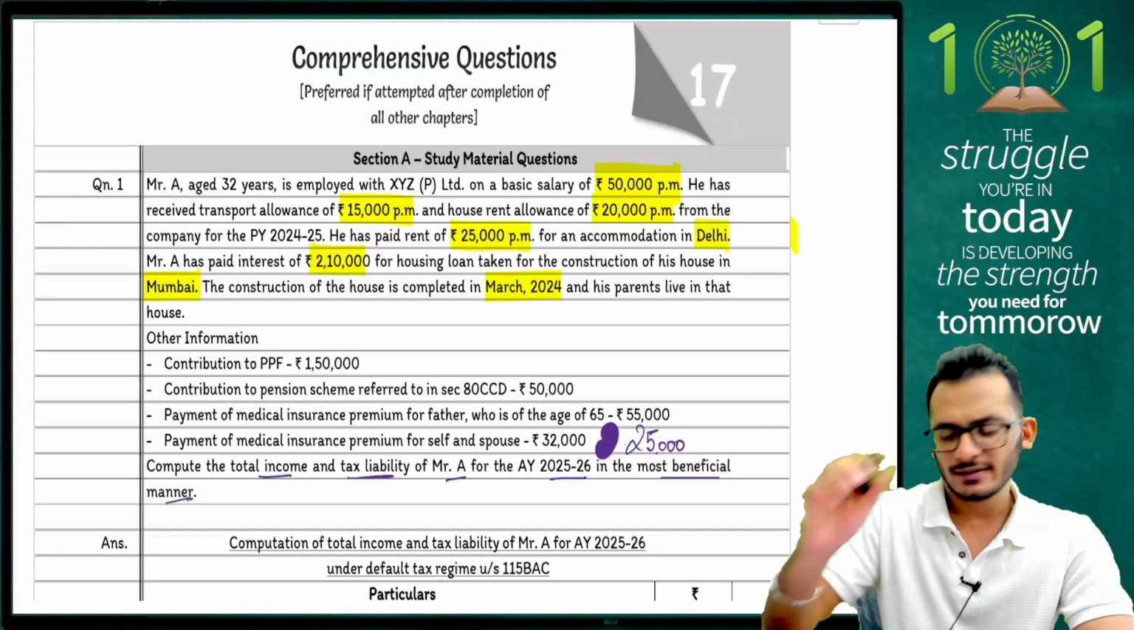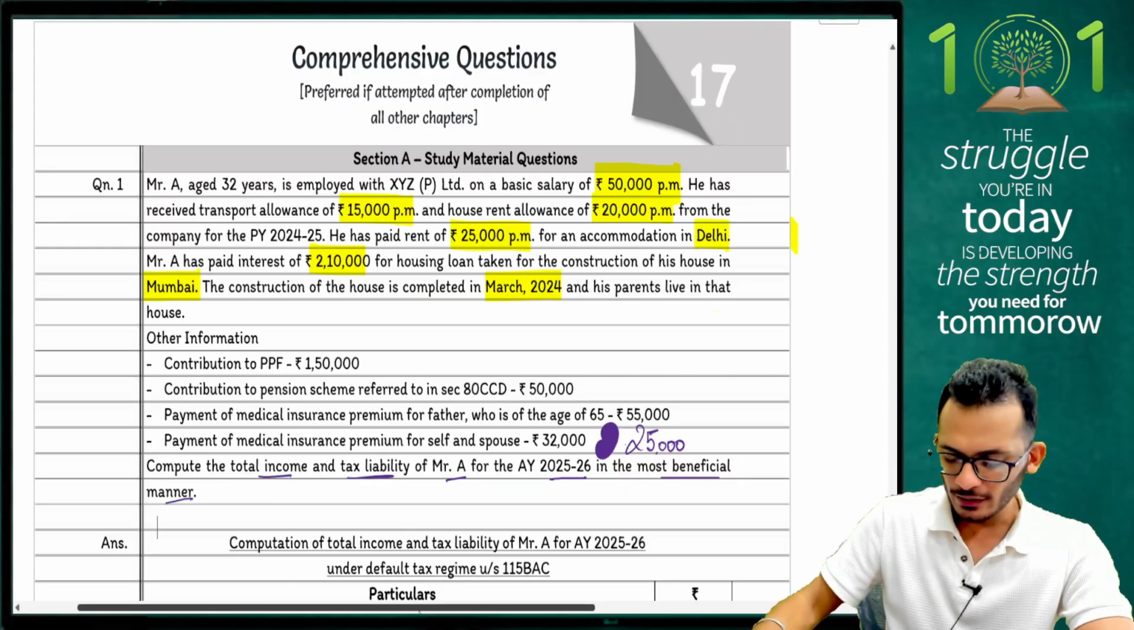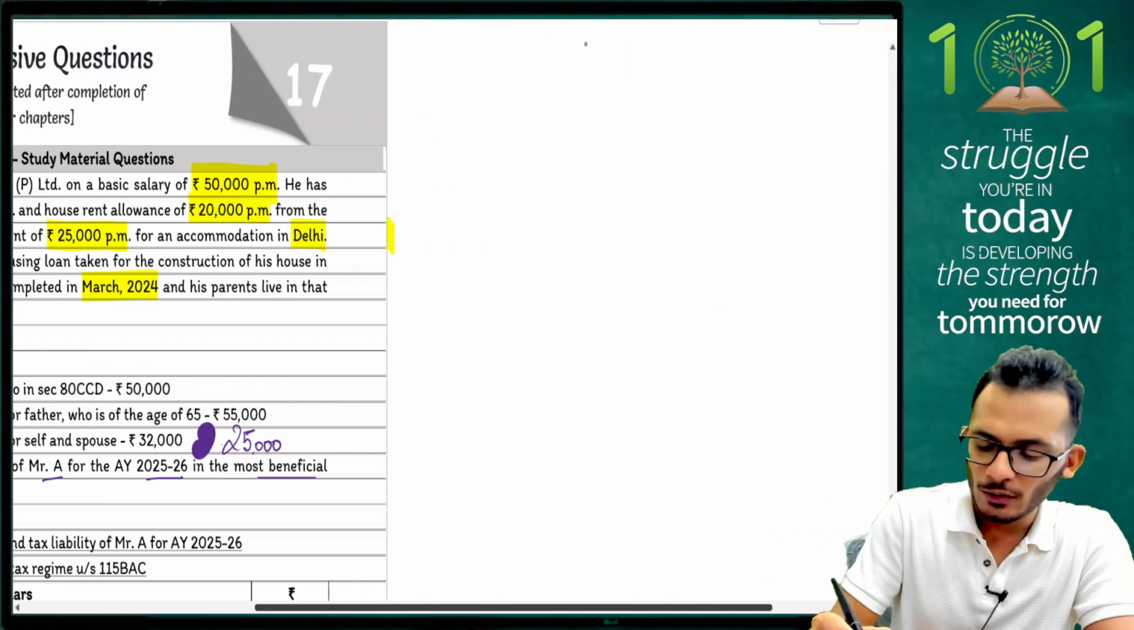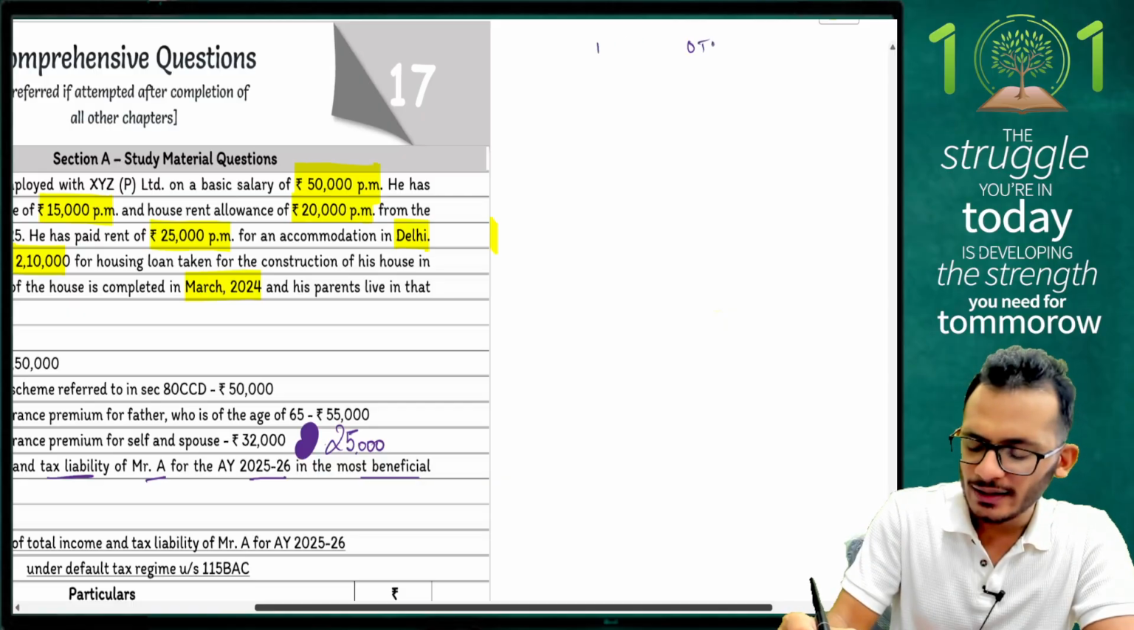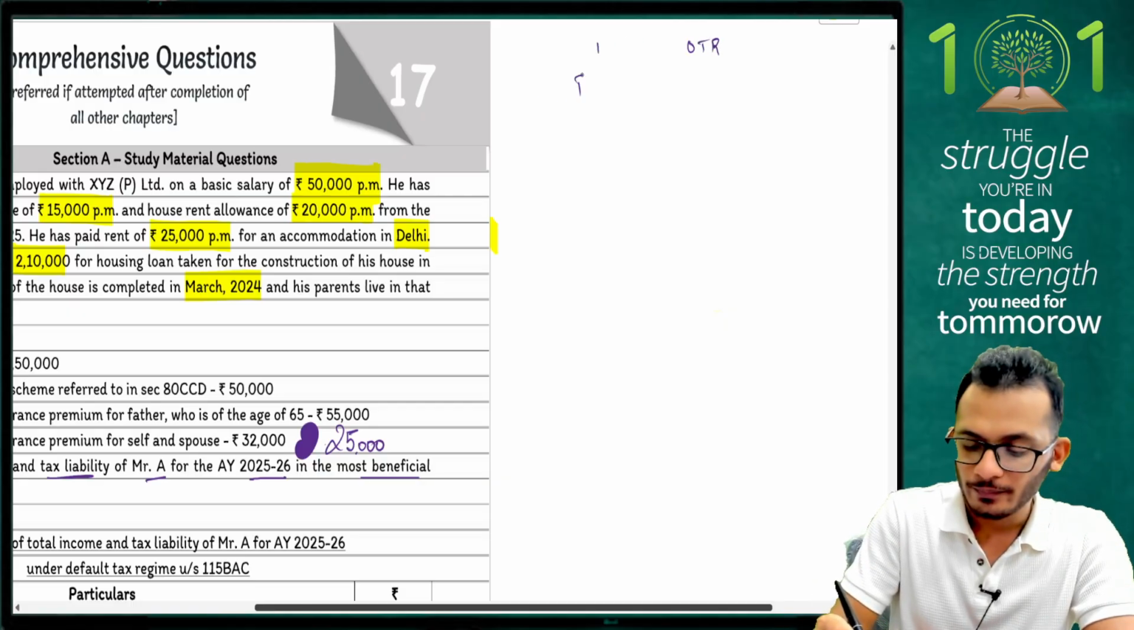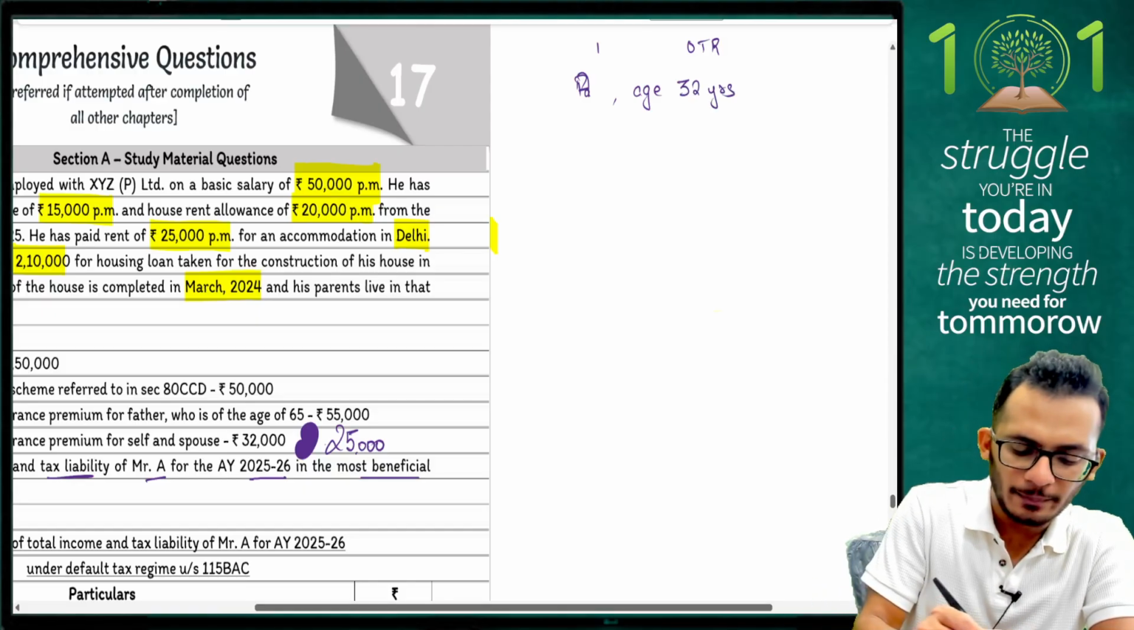Agreed, not agreed? Yes. Let's make the old regime, people. I'm quickly doing it out for you. We don't need the format. I have old tax regime to be created. In old tax regime, who is this? This guy is Mr. A. A is age 32 years, normal citizen, no problems anywhere. Yes, I am going to start preparing the computation.